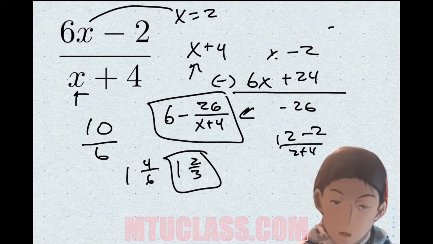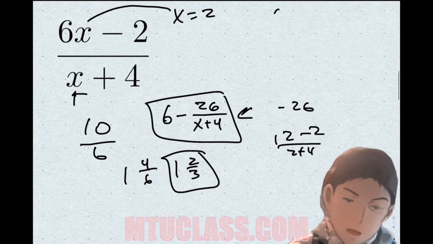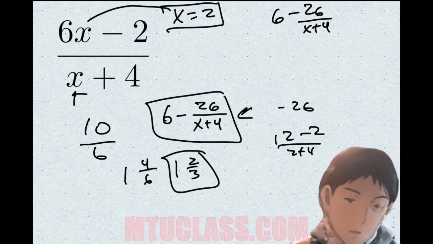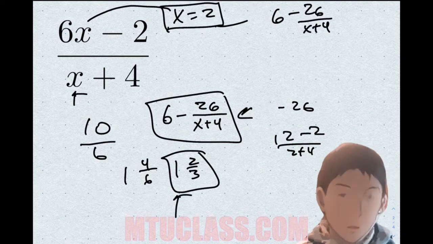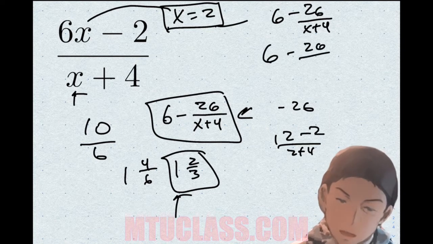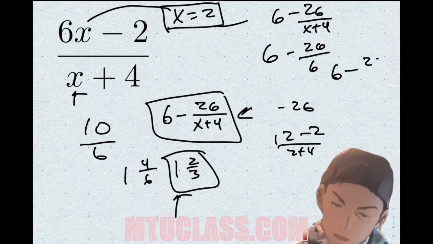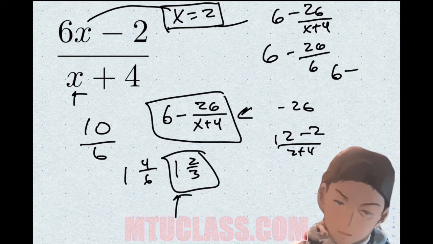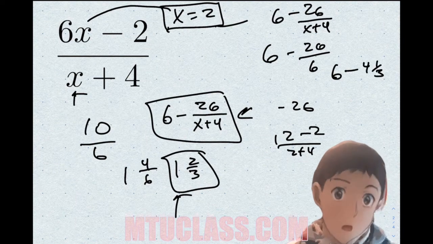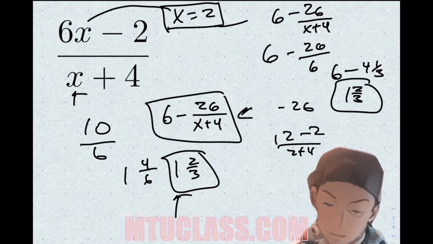That's the question. Okay, so let's delete all this stuff. And what I'm saying is, again, if I have 6 minus 26 over x plus 4, if I make x equal 2 in this, will it give me 1 and 2/3? Well, let's find out. Okay, not a big deal. So it's going to be 6 minus 26 over 6, which is going to be 6 minus 4 and 1/3. Well, 6 minus 4 and a third is in fact 1 and 2/3. That's it. So it matches.